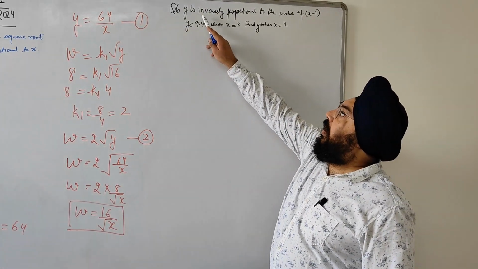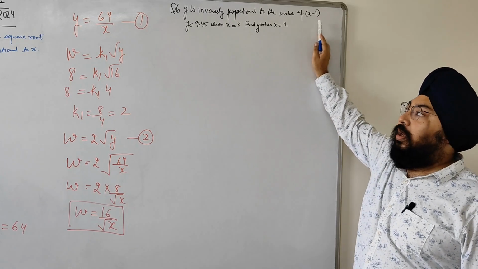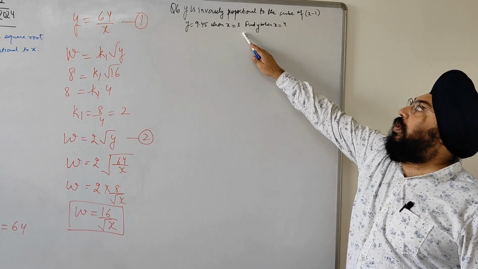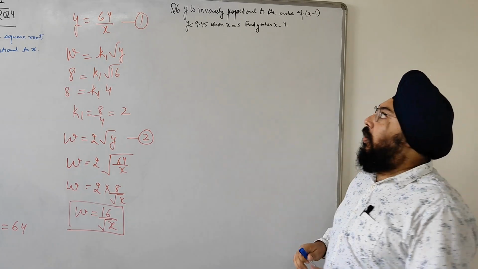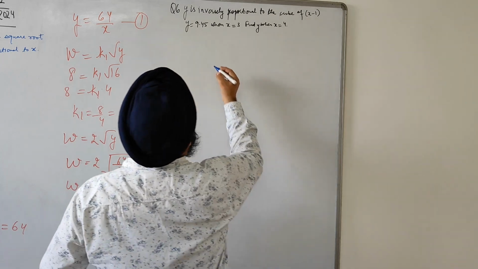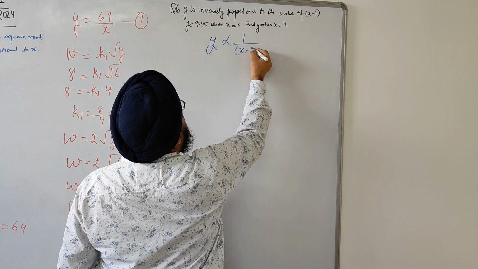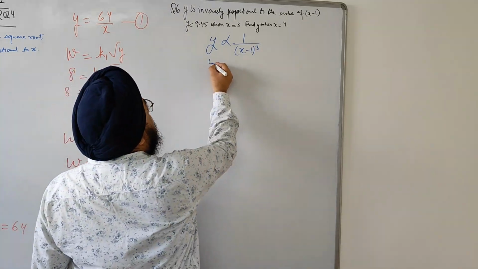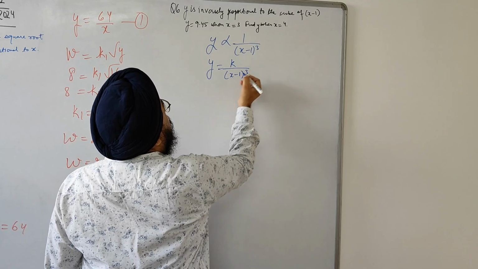Question number 6, y is inversely proportional to cube of x minus 1. Y is 9.45 when x is equal to 3. Find y when x is equal to 4. Now it has been given that y is inversely proportional to cube of x minus 1. So y can be written as k upon x minus 1 whole cube.